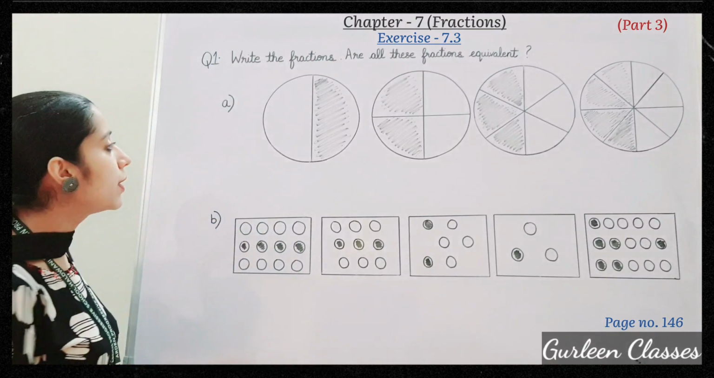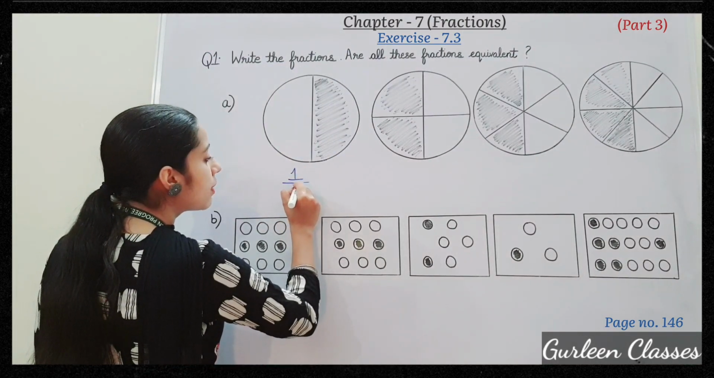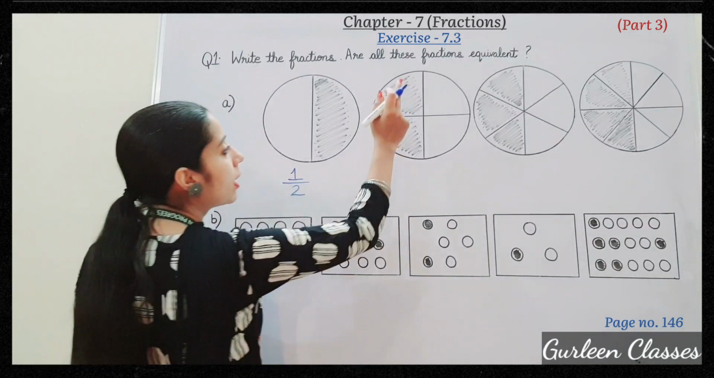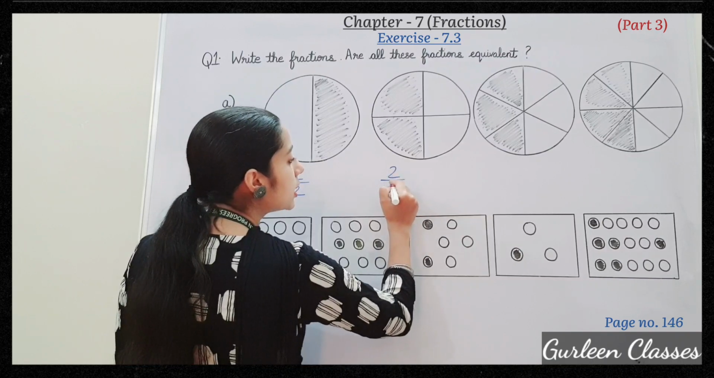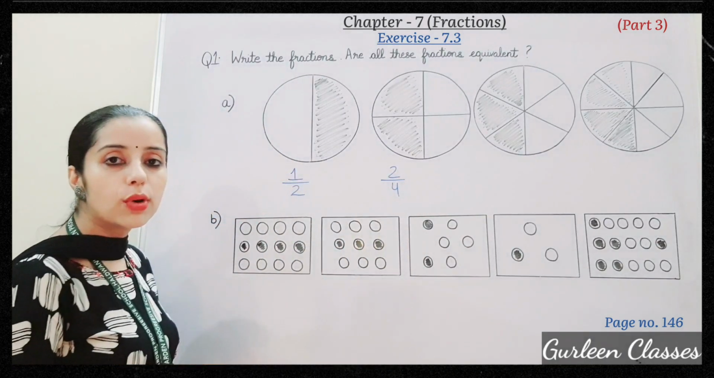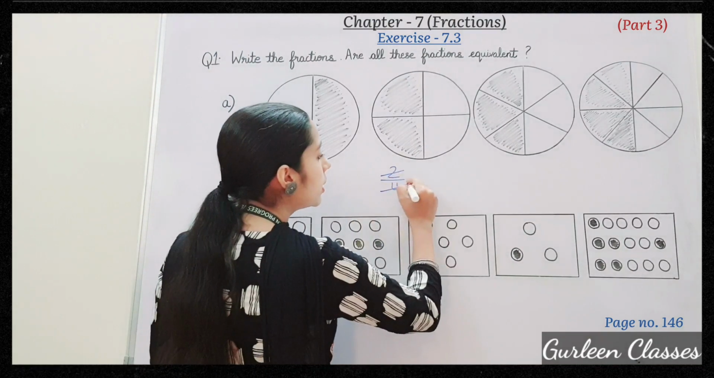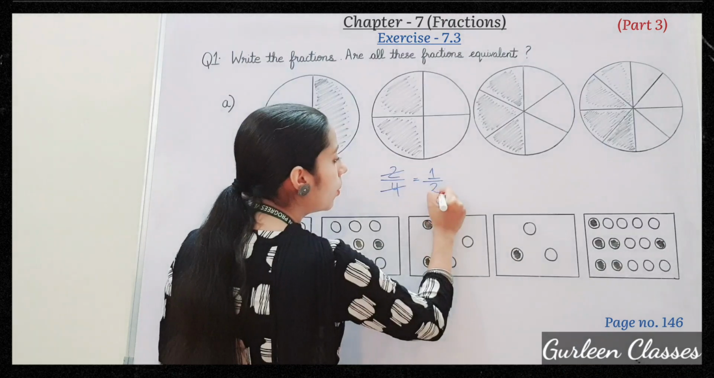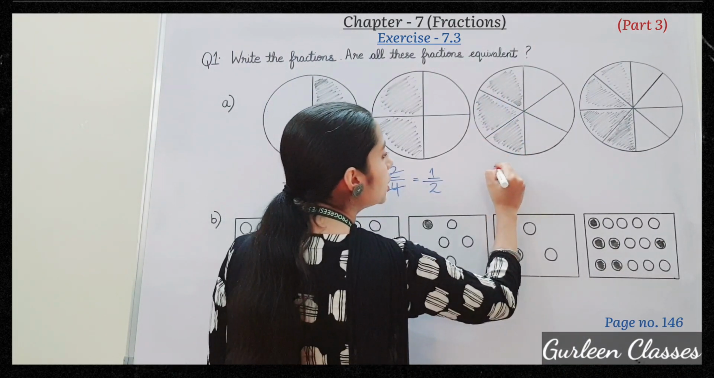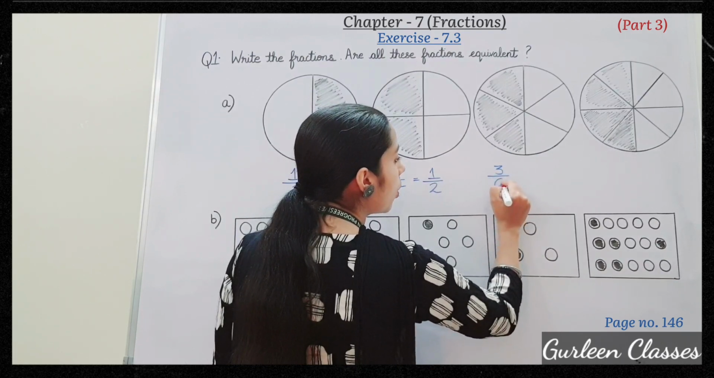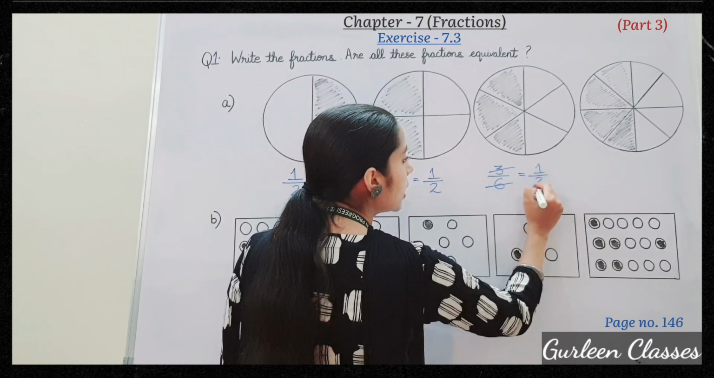So let us see the first figure. Total there are 2 parts. One part is shaded, so the fraction is 1 upon 2. Second figure, 1, 2, 3, 4. Total 4 parts are there. 2 parts are shaded, so the fraction is 2 upon 4. So now we have to reduce into lowest term. So it will be 2 1s are 2 and 2 2s are 4. Third figure, 1, 2, 3, 4, 5, 6 and 3 parts are shaded. So the fraction is 3 upon 6. Reduce into lowest term. 3 1s are 3, 3 2s are 6.